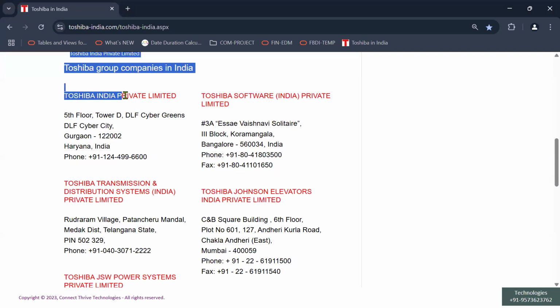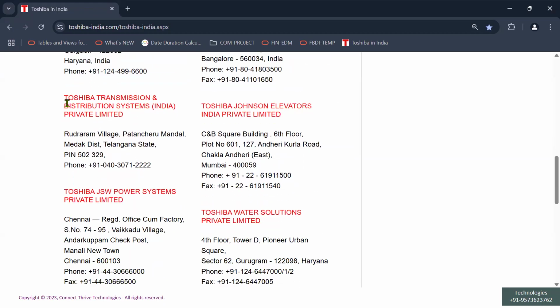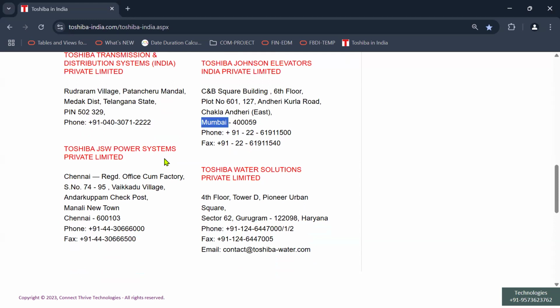Toshiba India Private Limited is in DLF Gurgaon. Next, Toshiba Software India Private Limited is in Bangalore. Toshiba Transmission Distribution Systems India Private Limited is in Telangana, Medak, near Patancheru. Next, Toshiba Johnson Elevators India Private Limited, which is lifts and elevators, is in Mumbai. Toshiba JS Double Power Systems is in Chennai. And then Toshiba Water Solutions, again in Haryana.